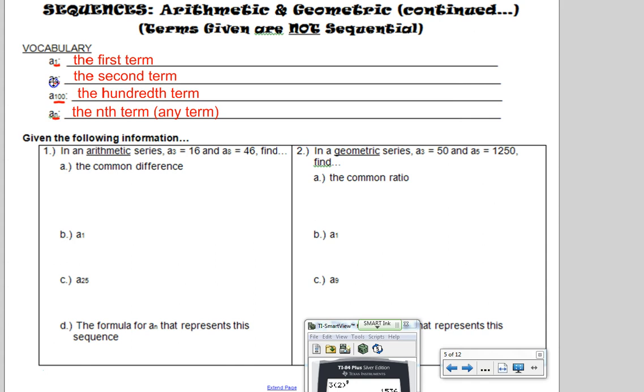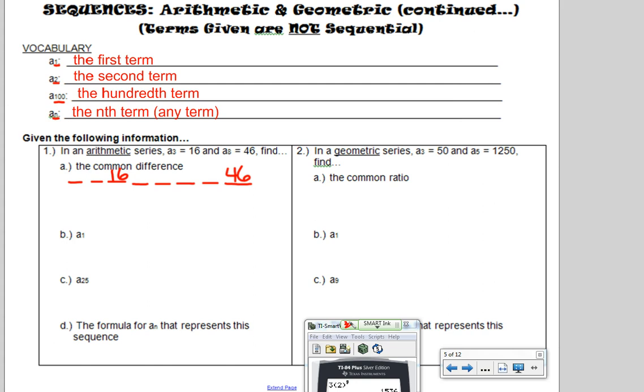All right, so the problems will be given to you maybe in this manner. Given the following information, number 1, sorry, in an arithmetic series, A3 equals 16 and A8 equals 46. Find the common difference. That's always the most important goal, is to figure out what you're adding to help you figure out all the other numbers. Now you can do a visual. So A3 would be the third number in, is 16. And the 8th number in is 46.